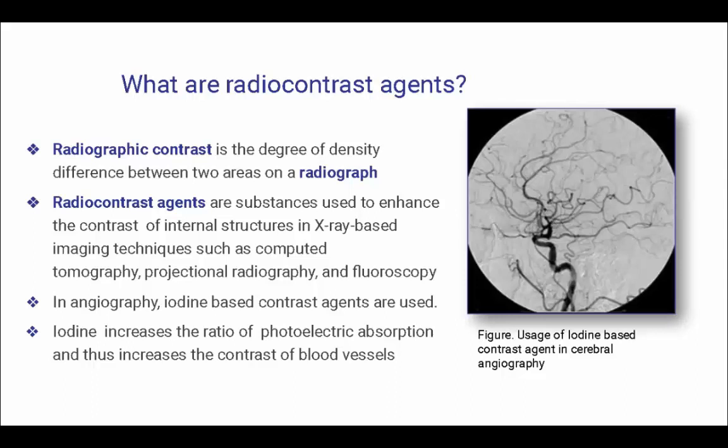In angiography, iodine-based contrast agents are widely used. That's because iodine has an innermost electron binding energy of 33.2 keV, which is similar to the average energy of X-rays used in diagnostic radiography. And at this particular energy of X-rays, iodine atoms absorb more X-rays via photoelectric absorption.